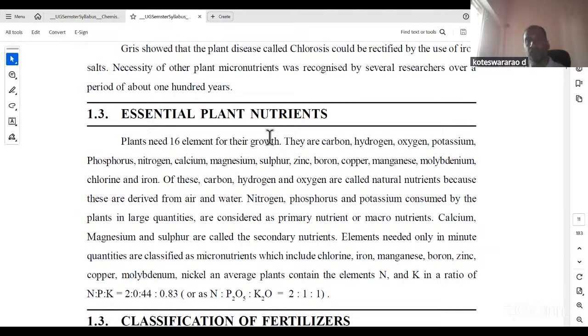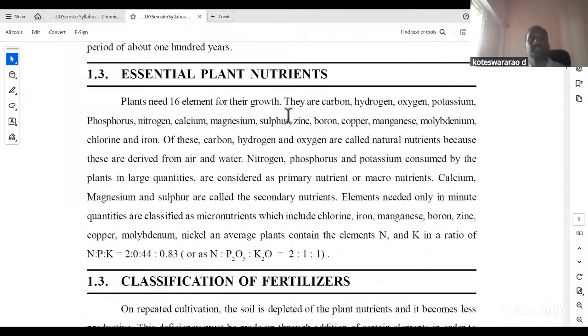An average plant contains the elements nitrogen, phosphorus, and potassium in a ratio that we can express as the NPK ratio 2 : 0.44 : 0.83, or in the form of nitrogen, P2O5, and K2O, as a 2 : 1 : 1 ratio.